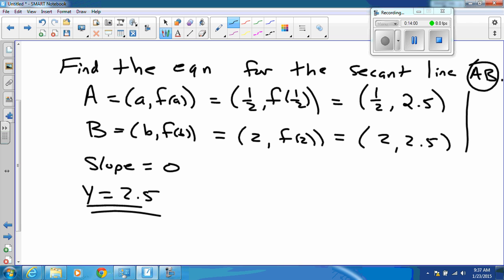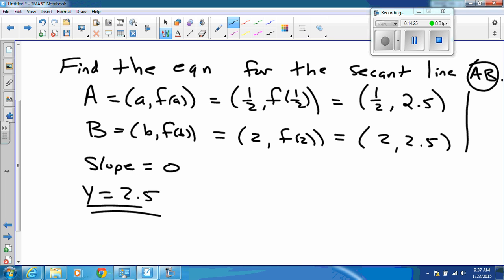That's it. y equals 2.5. And the logic of it is, if my y value is 2.5 here and my y value is 2.5 here, there's only one line that's going to go through both of those at 2.5, and that's y equals 2.5. It has a slope of 0. There it is. Okay?